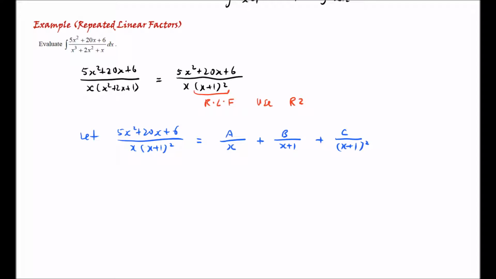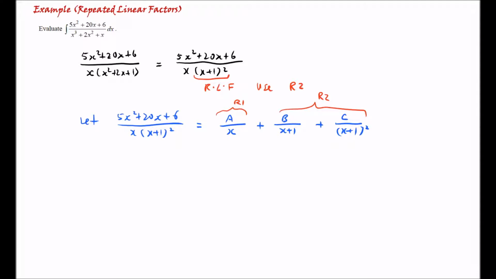Okay, so you can see this is the part that we use rule 2, and this is the part we use rule 1. Okay, so now you have to find A, B, C. So similarly, we multiply the equation with the denominator of the left-hand side fraction. So we multiply the whole equation with this denominator, and we will get this.